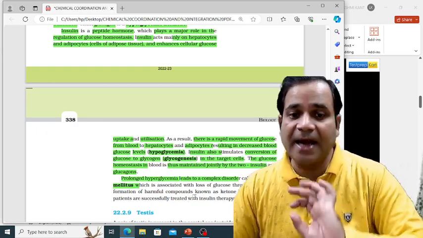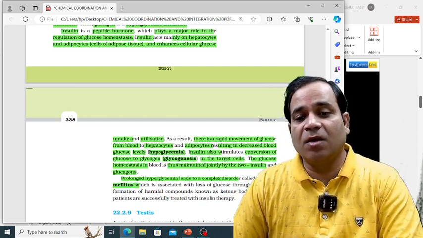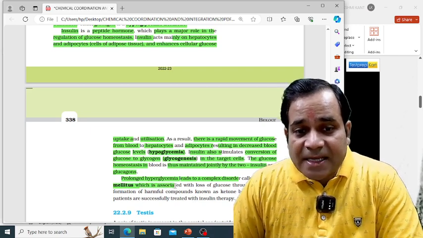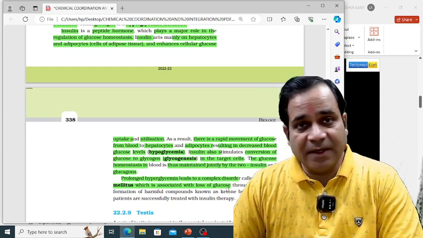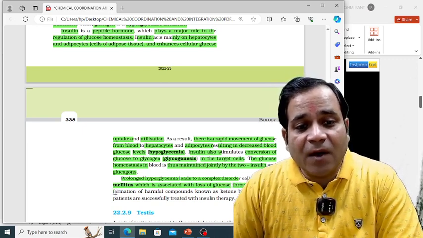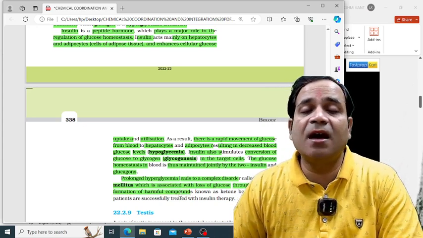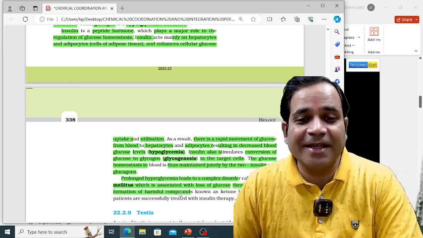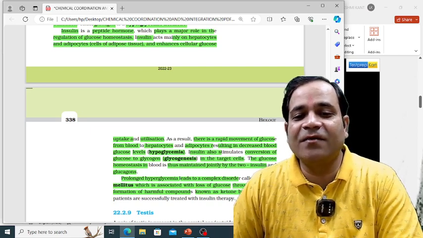Hyperglycemia leads to a complex disorder, my dear, called diabetes mellitus, which is associated with loss of glucose. Associated with what? Loss of glucose through where? Urine, and formation of harmful compounds. Whatever harmful compounds are within the body cannot be skipped out of the body, and you know that. Known as what? Ketone bodies, that are harmful compounds.